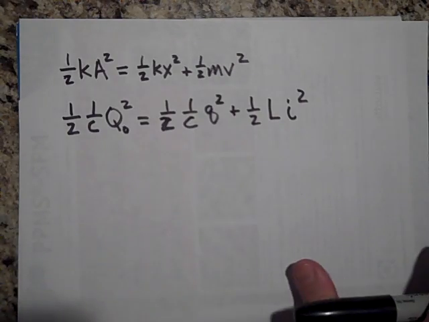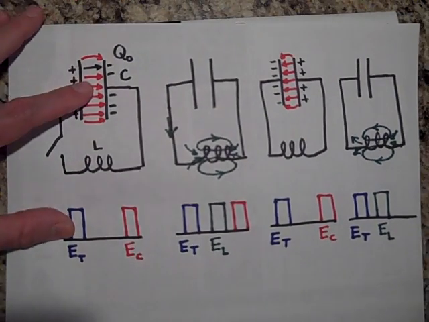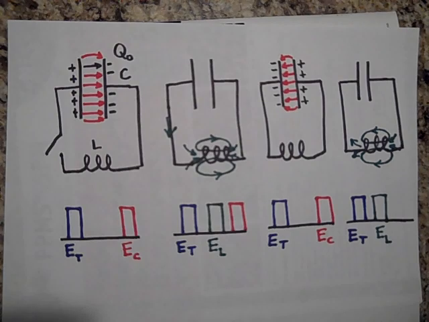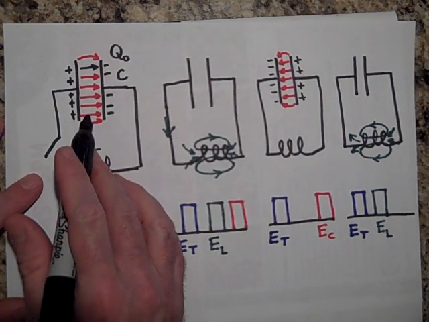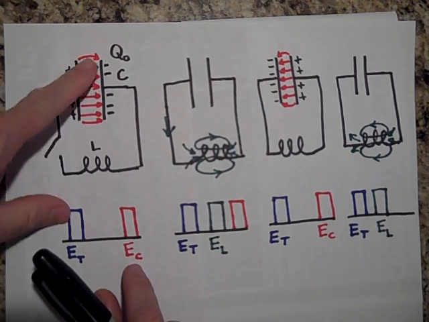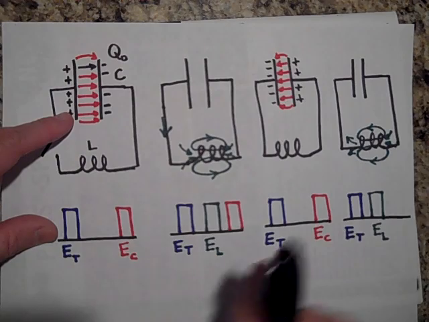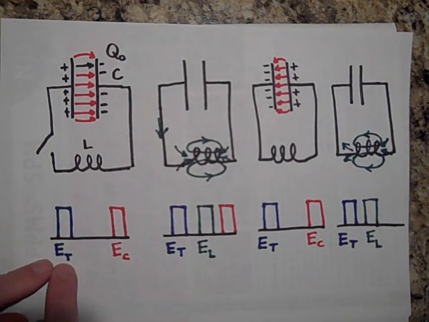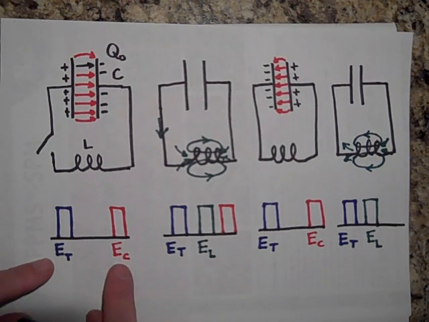Let me just show you a picture of what I'm talking about here. So this is the LC circuit at different points along the way. Right now, all the energy is stored, we say it's stored in the electric field in the capacitor. So the capacitor is charged, and we say that the energy is stored in the electric field. So the total energy, ET, is basically equal to the energy that's stored in the capacitor.